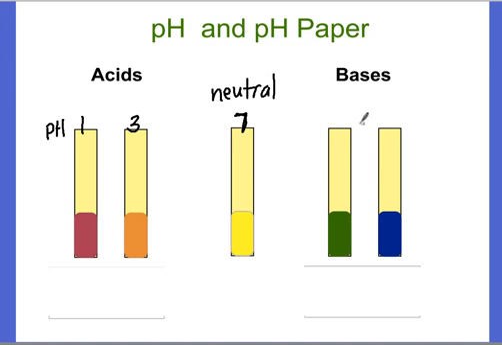Whereas a base, this might be 9 or 10. This might be 11 or 12, something like that. There are variable numbers associated with these colors. It depends on what type of pH paper you have. But in general, bases have a pH that is greater than 7. Acids have a pH that is less than 7. If you have 7, it's neutral.